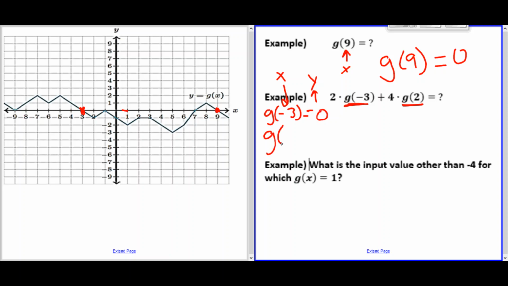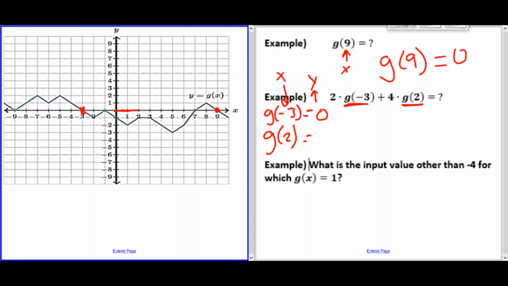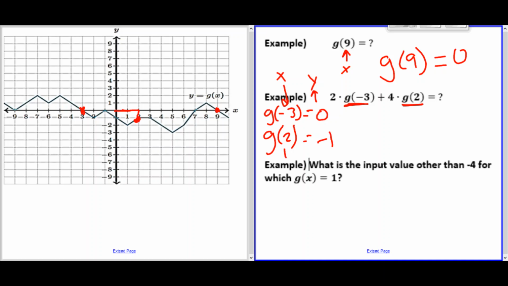And then g of 2, when x is 2, so I'm going to go 2 on the x, and then I'm going to go down to my function. Down here, it's at like -1. So g of 2 is -1. So again, this was my x, this is my y. And then I'm going to just plug in those values. So 2 times g of -3 is 0, plus 4 times g of 2 is -1. So this goes away, anything times 0 is 0, and then 4 times -1 is -4. So your answer there is -4.